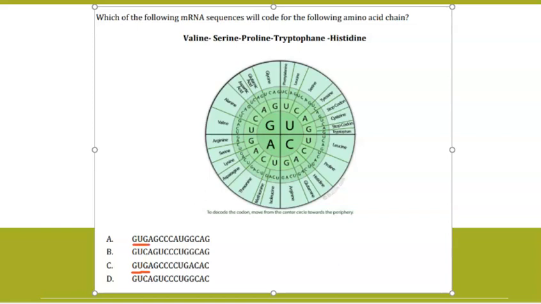And then GUC, GUC is also valine. So both these options are correct. The next one is AGC. So when you come to AGC, and then you have AGC.